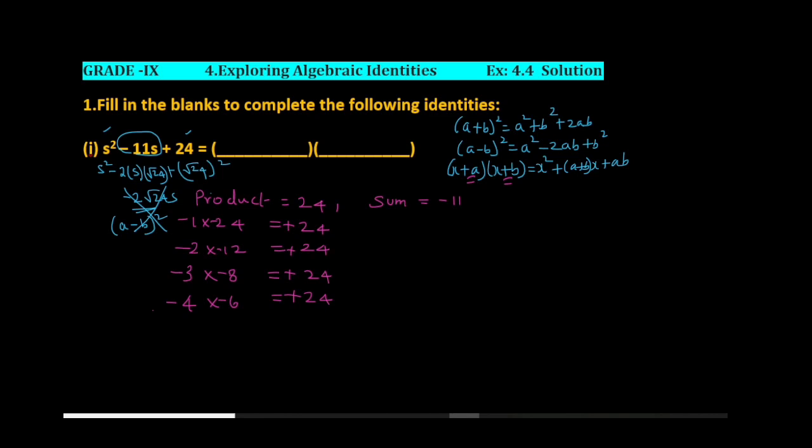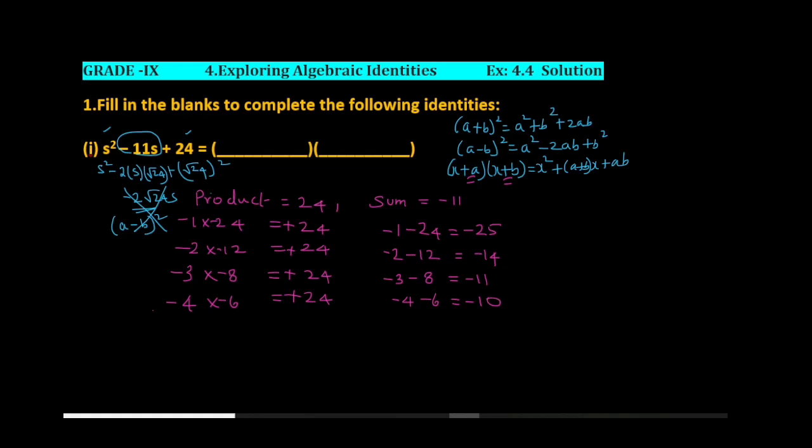The product is this. Now let's check the sum. The sum of minus 1 and minus 24 is minus 25. Then next, minus 2 and minus 12, sum is minus 14. Then minus 3 and minus 8, sum is minus 11. Then minus 4 and minus 6, sum of these two integers is minus 10.